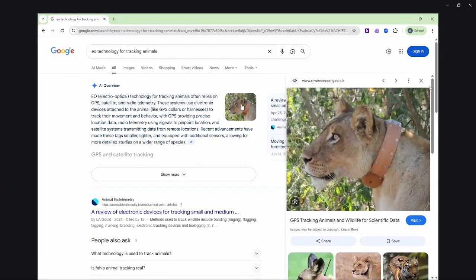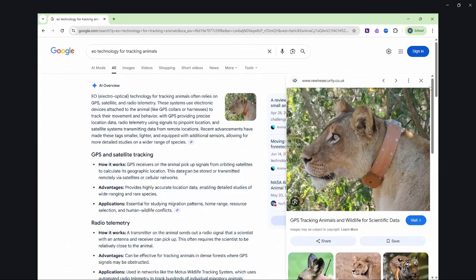There's a lion and it has a collar on, and it's showing that it's being tracked by EO. That's Earth observation technology. And it says here that GPS receivers on the animal pick up signals from orbiting satellites to calculate its location. The data can be stored or transmitted remotely via satellite or cellular networks. Let's just go to this site for a minute and see some of these examples of EO tracking wildlife.